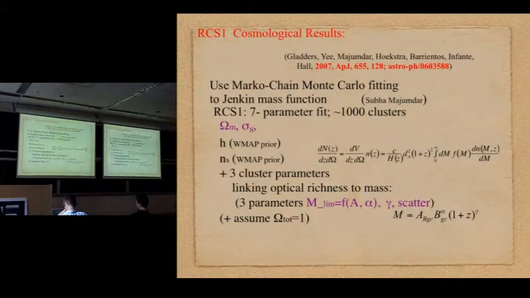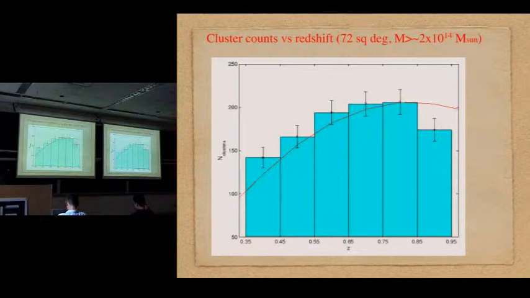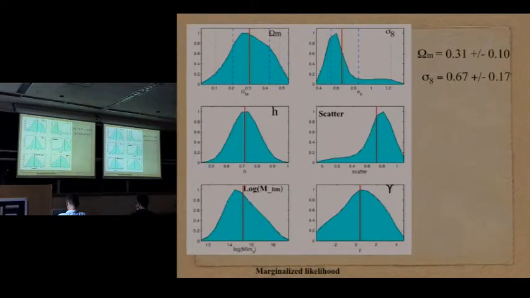We also put in a scatter of the relation in order to model that, assuming omega total equals 1. And this is the cluster count as a function of redshift, the data, and then this is the fit. And this is what the result looks like on a likelihood. The result that we obtain basically agrees with the typical numbers. And it's not so much a measurement of these cosmological parameters, but to show that, in fact, using this kind of self-consistent calibration method between mass and some observable, one is actually able to derive reasonable answers.